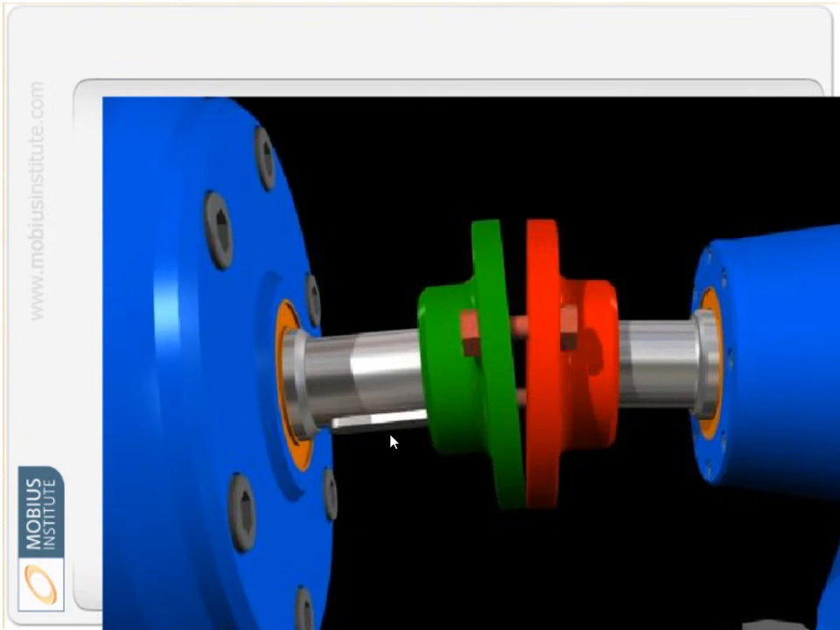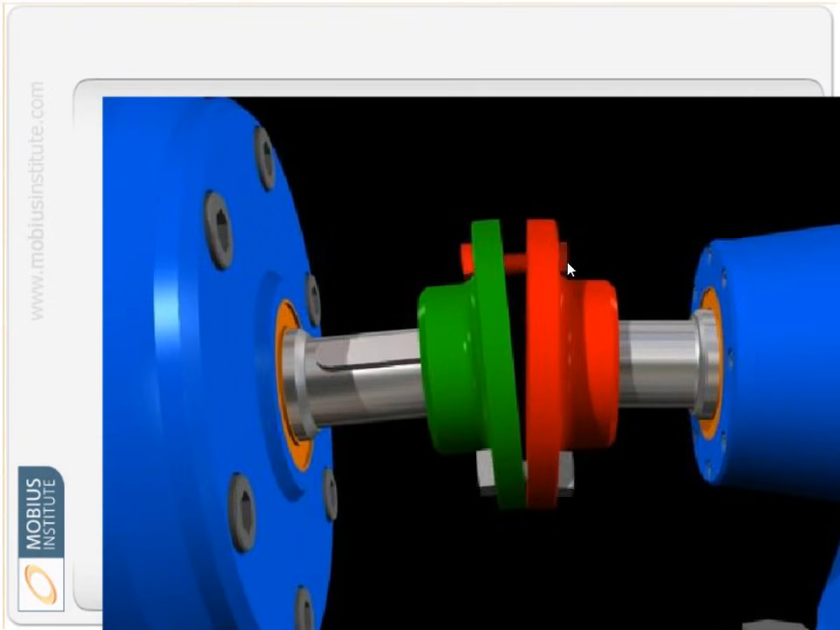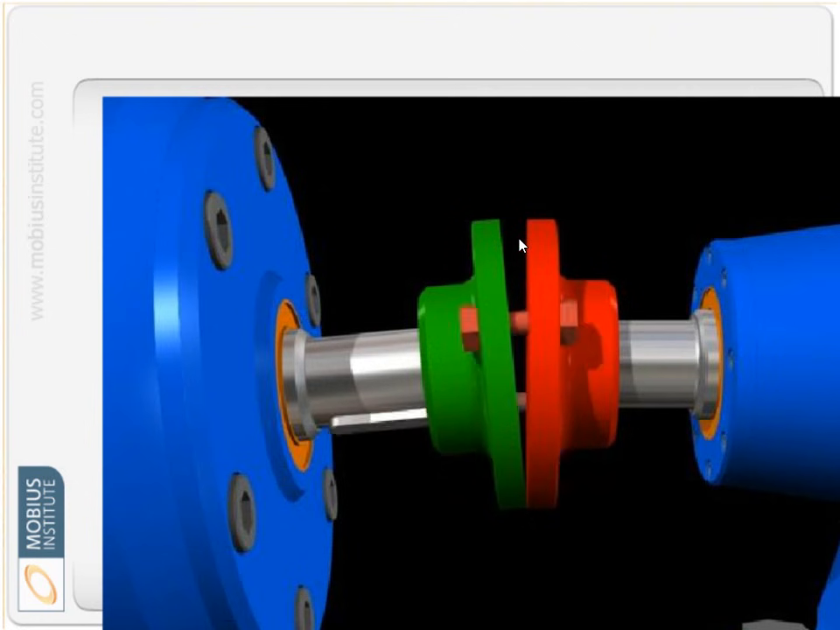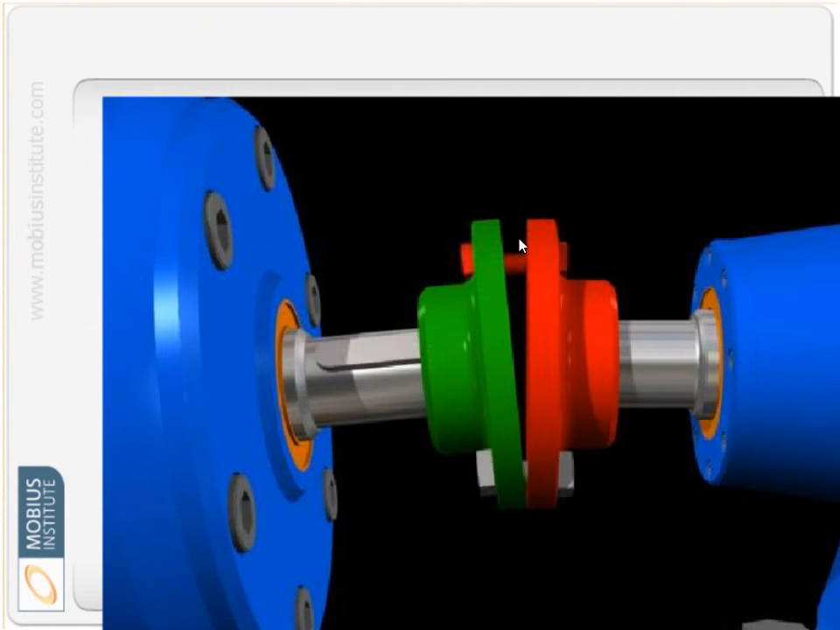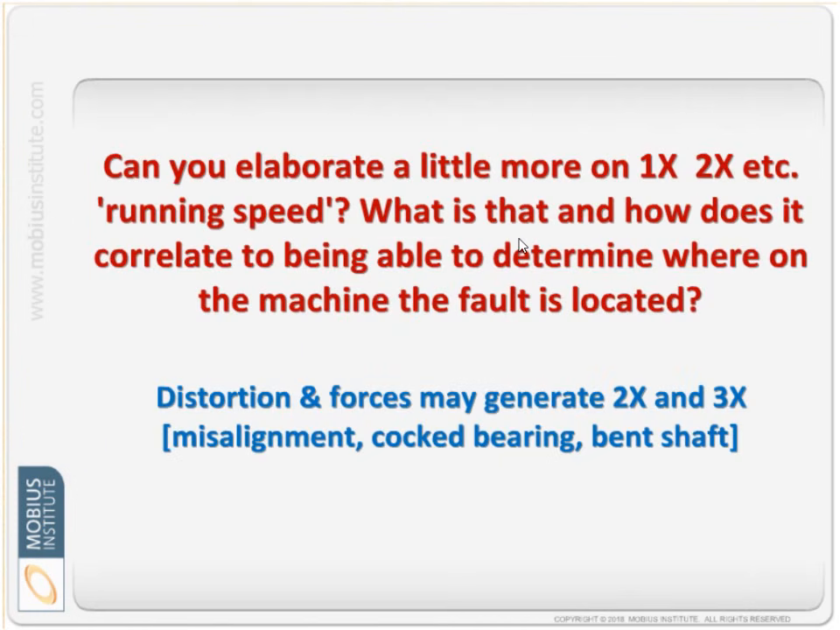In this case, this isn't the best animation in the world, but if there's angular misalignment, then once per revolution, what I'm trying to show there is that the bolts are being stretched at the top. Now, this is obviously very exaggerated, but just to make the point that once per revolution we've got this force in the axial direction, and we can see high 1x in that case.